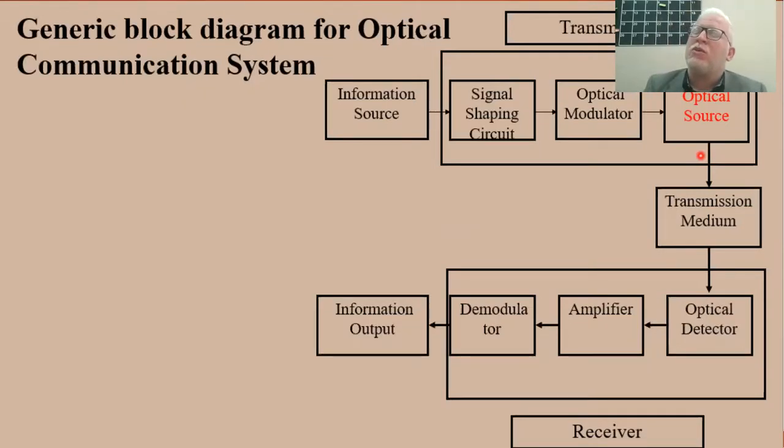So our course will concentrate on how to make an optical modulator, how to generate an optical carrier, how to transmit this signal over a channel, and how to detect the signal. This is generally the outline of our course.